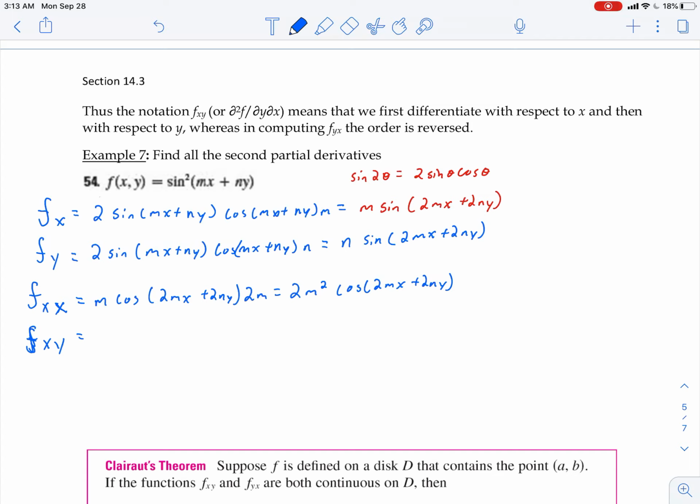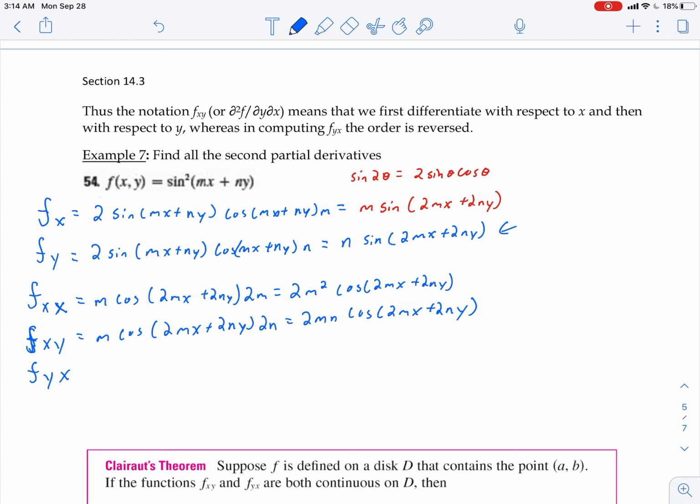So now let's take the second partial of xy. I'm still working with f sub x, but now I'm going to take the partial derivative of this with respect to y. And so I get m cosine of 2mx plus 2ny times 2n, the derivative of the inside with respect to y. And so now I'm left with 2mn cosine of 2mx plus 2ny.